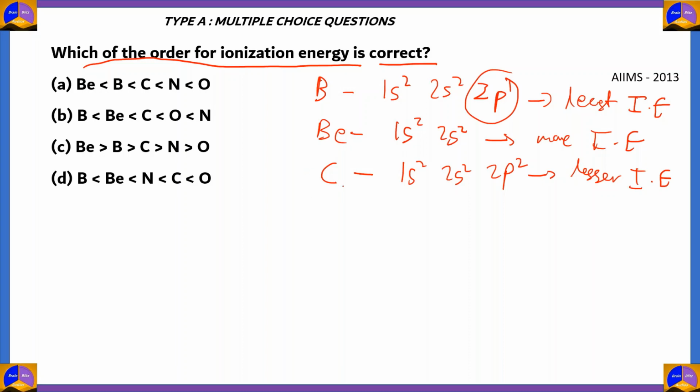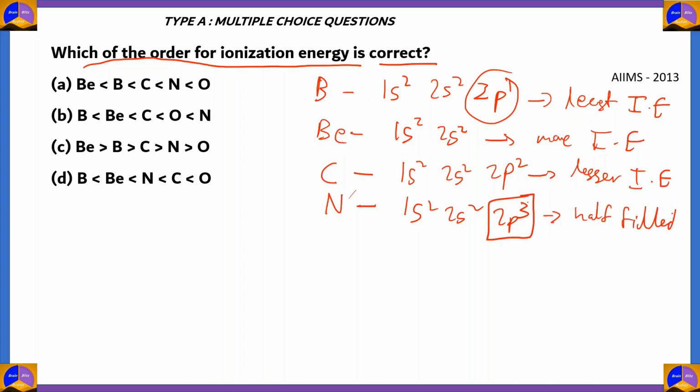Now, nitrogen. Nitrogen has the electronic configuration 1s2, 2s2, 2p3. Now notice that the configuration in the p orbital is 3, so that means the orbital is half filled. When an orbital is half filled, it has stability according to Hund's rule for maximum multiplicity. So therefore, it will be harder to remove an electron from the half-filled 2p orbital.